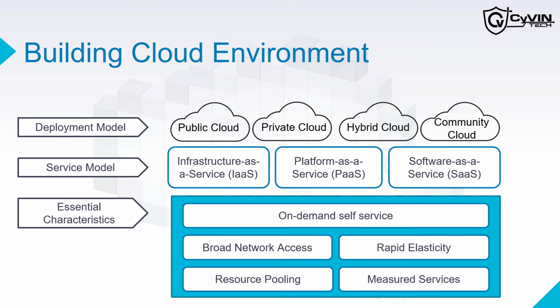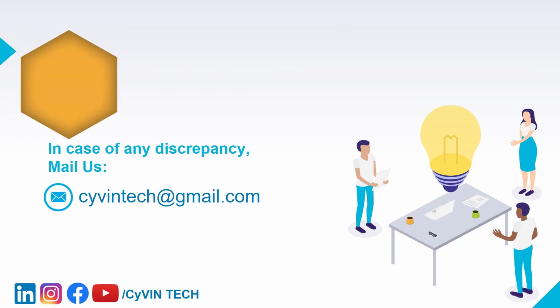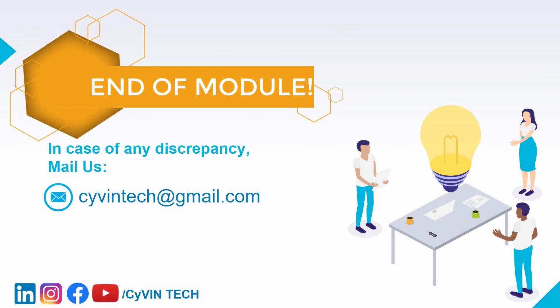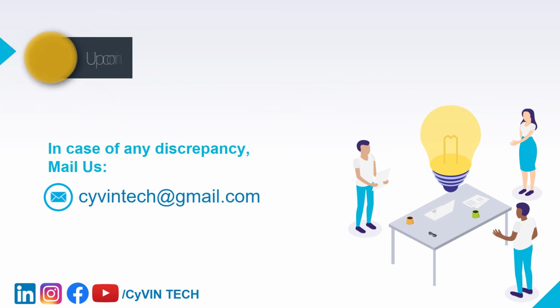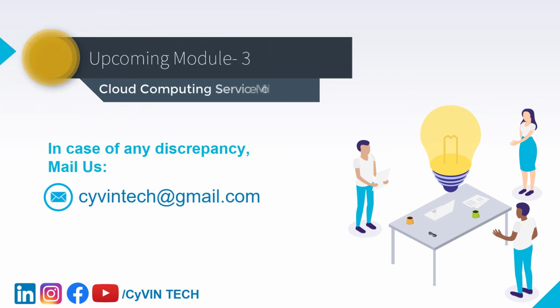We will see these service models and deployment models in depth in upcoming modules. Currently we are more concerned with the essential characteristics that are required for any architecture to be known as a cloud computing architecture. This module on building up cloud architecture ends here. In the next module, we will see the cloud computing service models and their categorization.